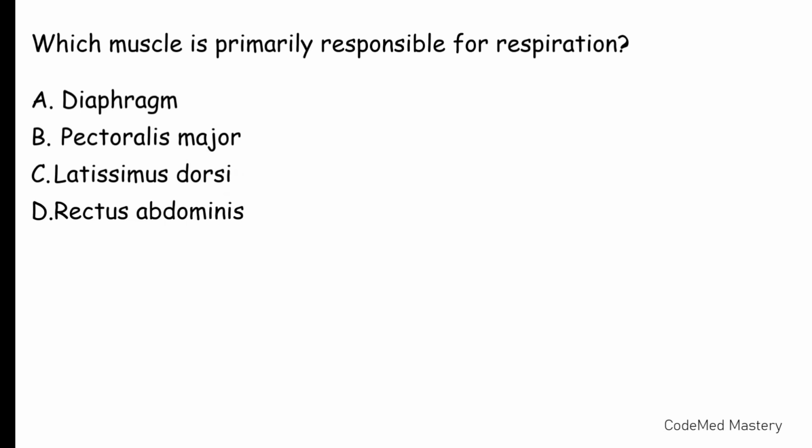Which muscle is primarily responsible for respiration? Option A, diaphragm. Option B, pectoralis major. Option C, latissimus dorsi. Option D, rectus abdominis. So which among these is the right answer? The right answer is option A, diaphragm.